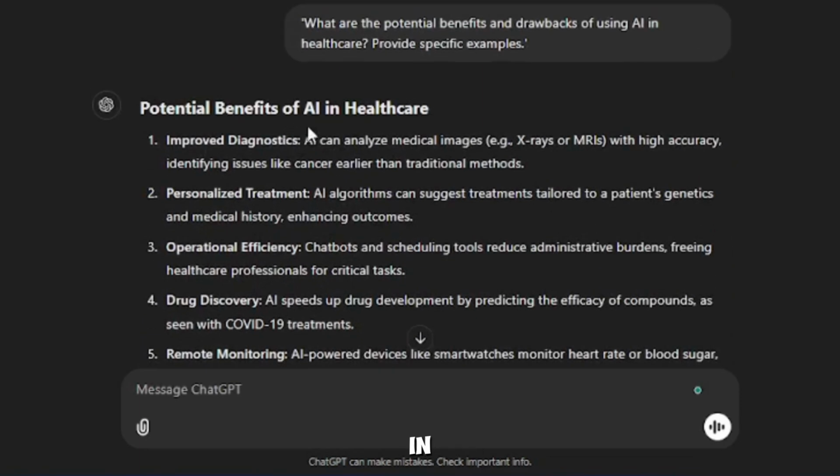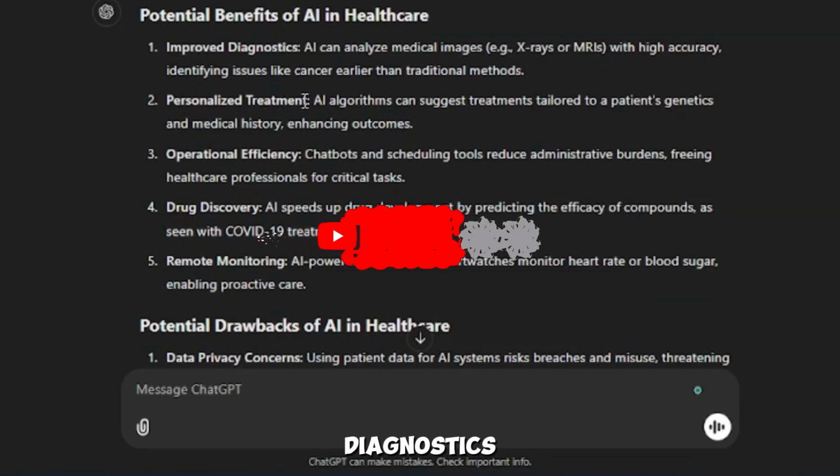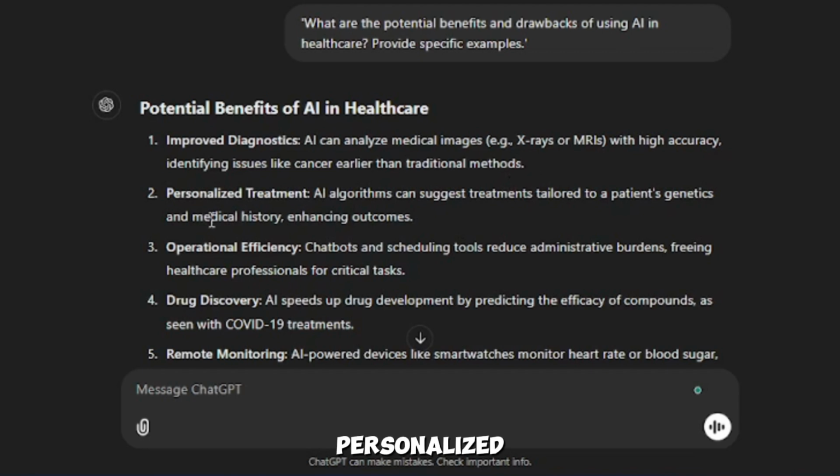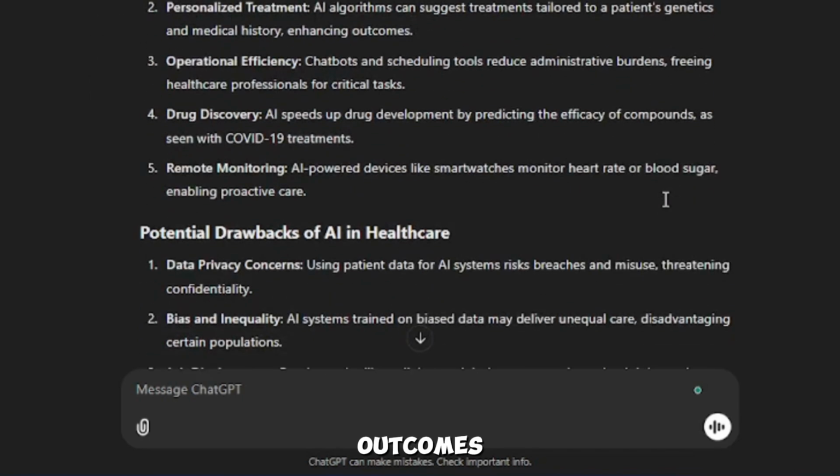Potential benefits of AI in healthcare. 1. Improved diagnostics. AI can analyze medical images, e.g. X-rays or MRIs, with high accuracy, identifying issues like cancer earlier than traditional methods. 2. Personalized treatment. AI algorithms can suggest treatments tailored to a patient's genetics and medical history, enhancing outcomes.